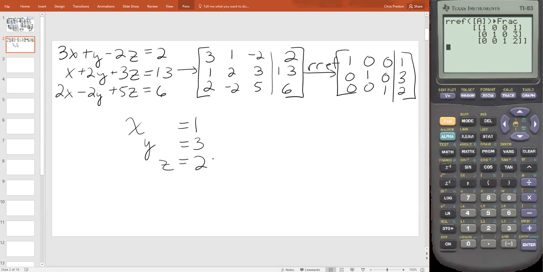What that means is there's my solution. X is 1, Y is 3, Z is 2. Now you can't leave it like this. You need to go ahead and write that as an ordered triple, X, Y, Z. So that's how you do that.